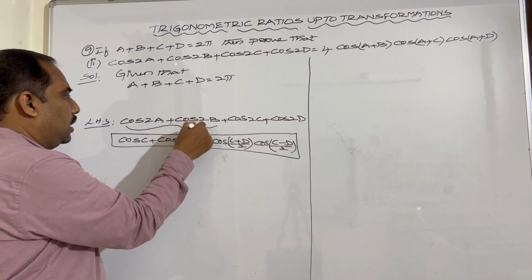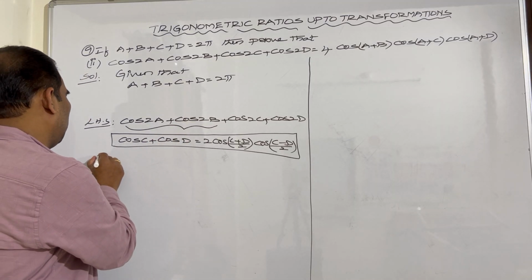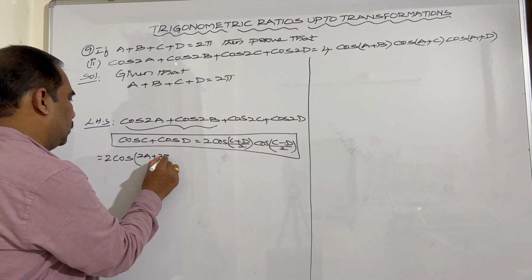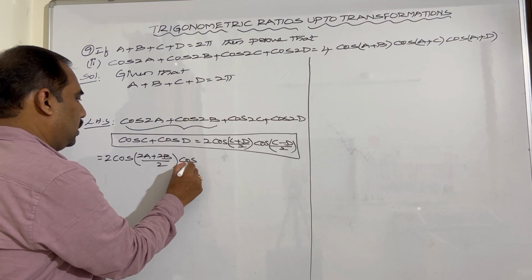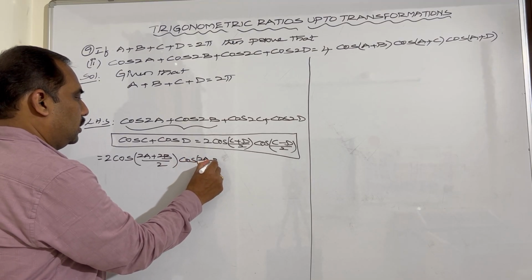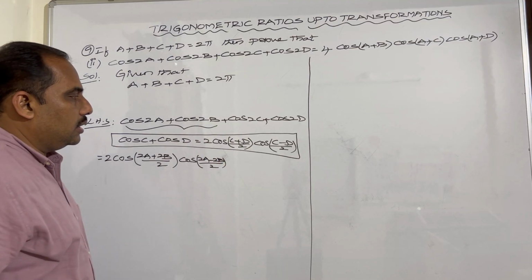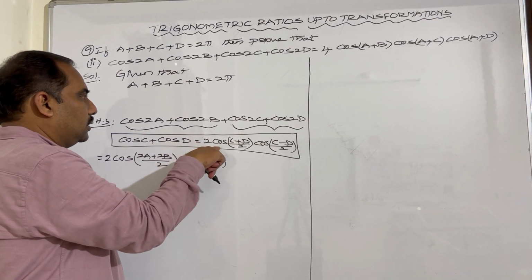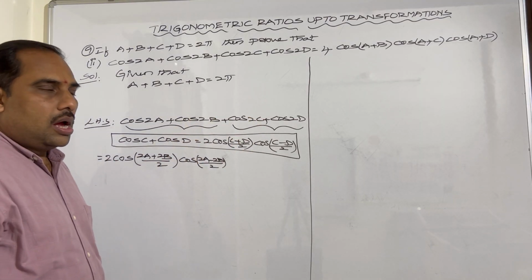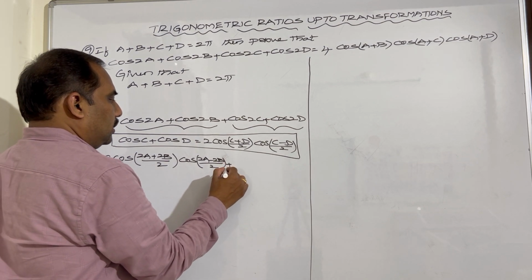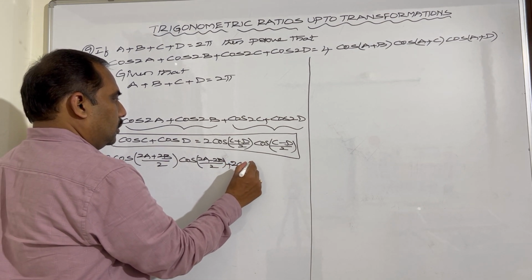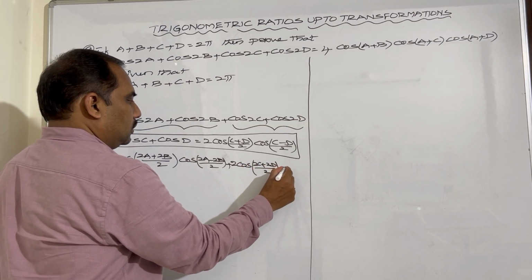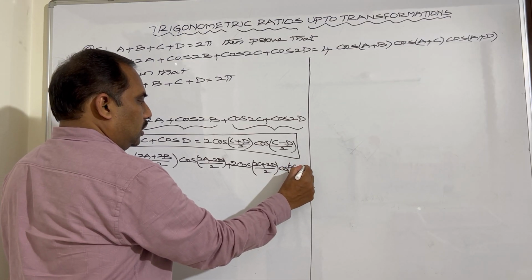Now here C is 2a and D is 2b. So that is equal to 2 cos of (2a plus 2b) by 2 into cos of (2a minus 2b) by 2. And again, the next two terms are also the same, cos C plus cos D. Here C is 2c and D is 2d. Here also you can apply the same formula, that is 2 cos of (2c plus 2d) by 2 into cos of (2c minus 2d) by 2.